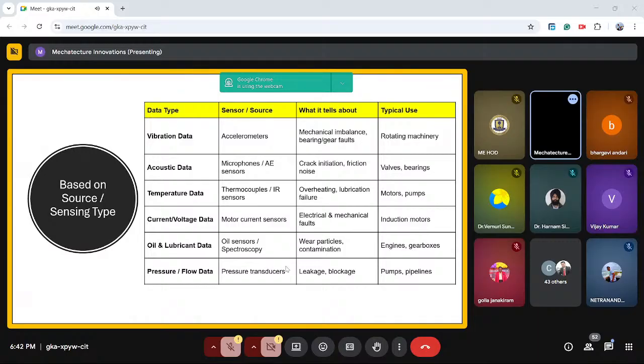So this pressure data is also useful to understand many things like leakage and also the flow and the flow velocity. Many things you can find from the pressure data.